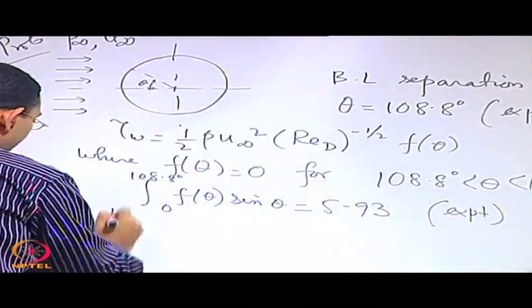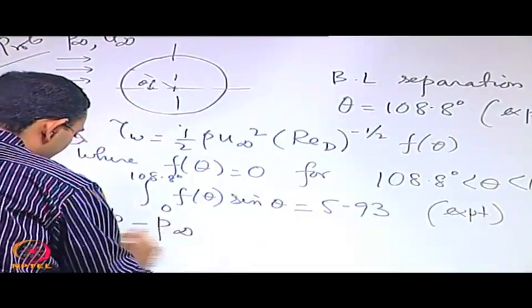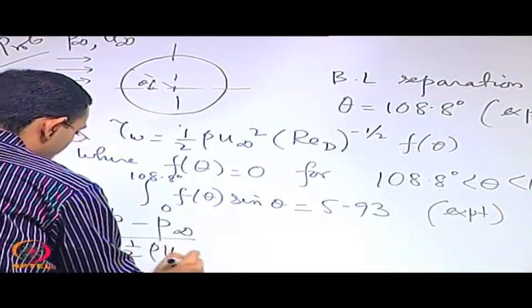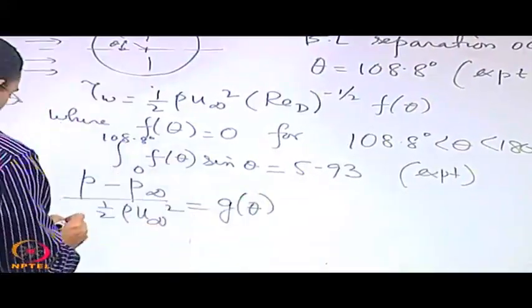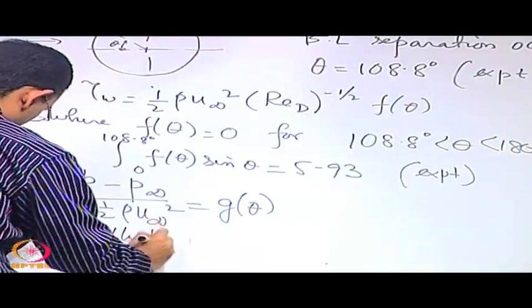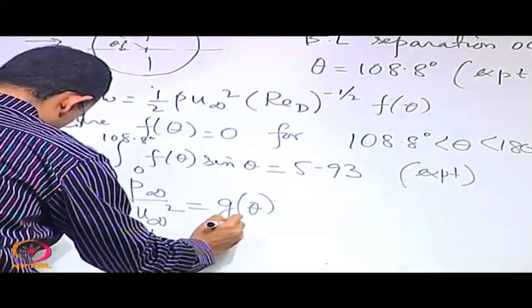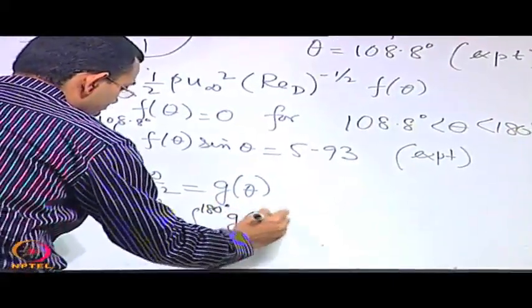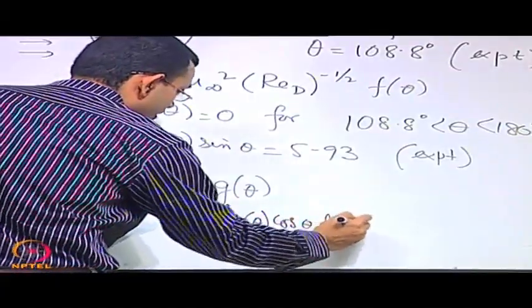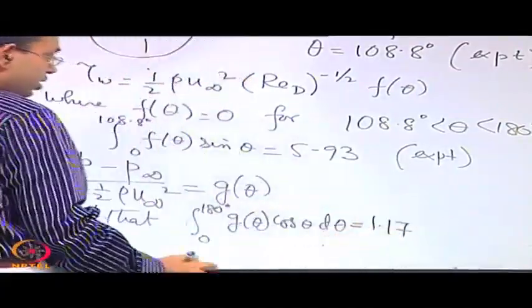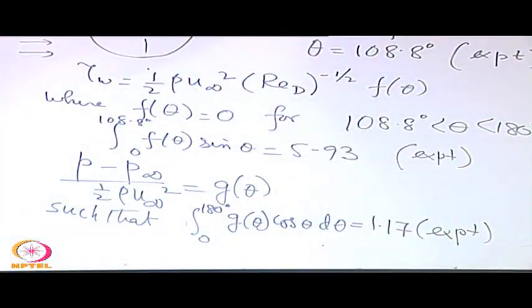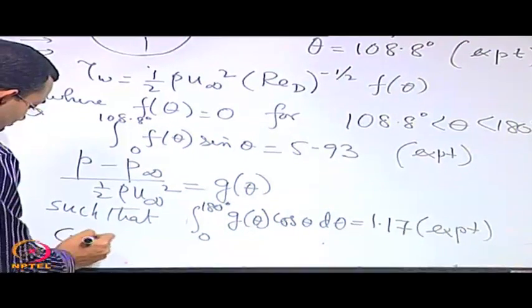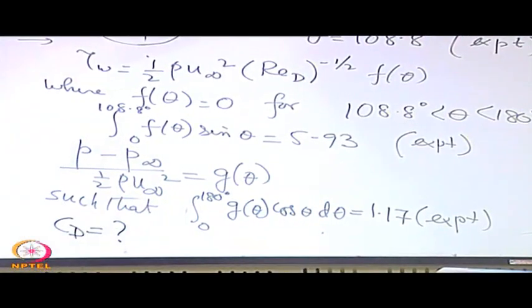Also it is given the pressure distribution in a normalized way is given by P minus P infinity by half rho u infinity square is equal to g theta, such that integral 0 to 180 degree g theta cos theta d theta is equal to 1.17. This is also from experiment. So experimental pressure distribution and shear distribution is given as a function of theta. From that you find out what is the net coefficient of drag.